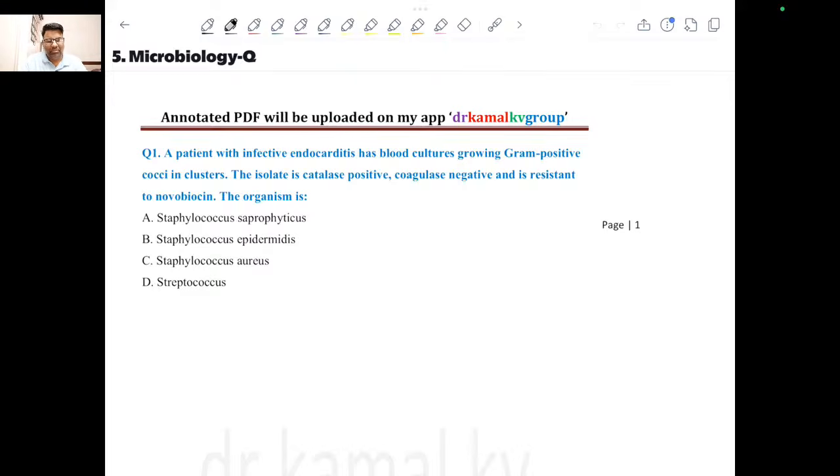And again, the question type is mixed, some from FMG which are pretty easier, some from NEET-PG which are a little difficult. So that is how the paper has been set for today's session.